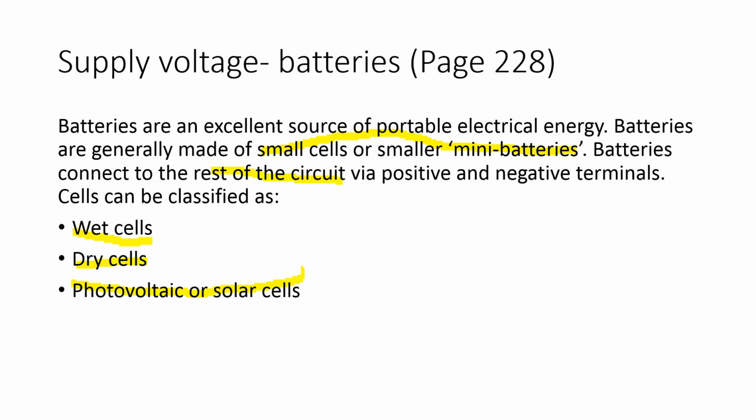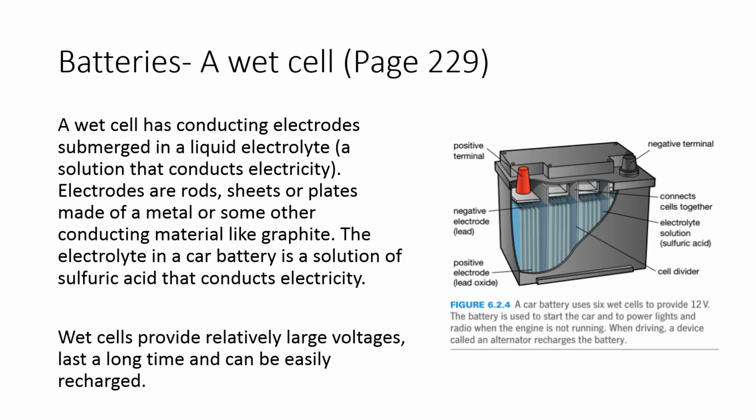Moving on to the next slide. Alright, so I'm going to begin this with the wet cell. If you're talking about wet cell, it has conducting electrodes submerged in liquid electrolyte, a solution that conducts electricity. Electrodes are rods, sheets or plates made of metal or some conducting material like graphite. The electrolyte in a car battery is a solution of sulfuric acid that conducts electricity.